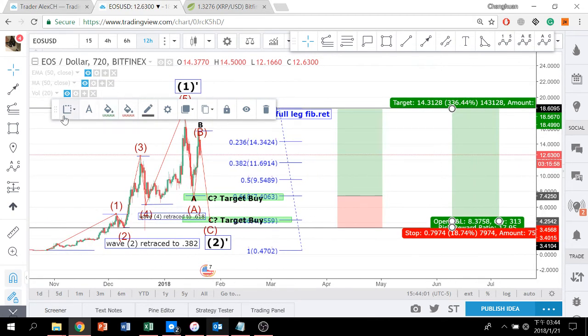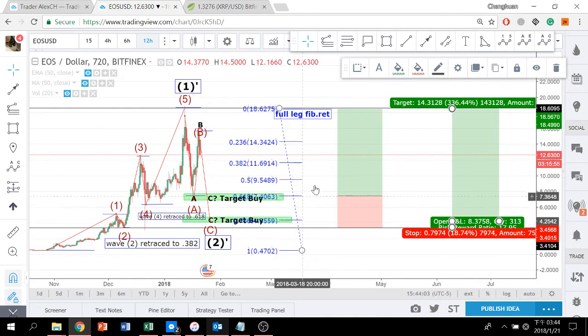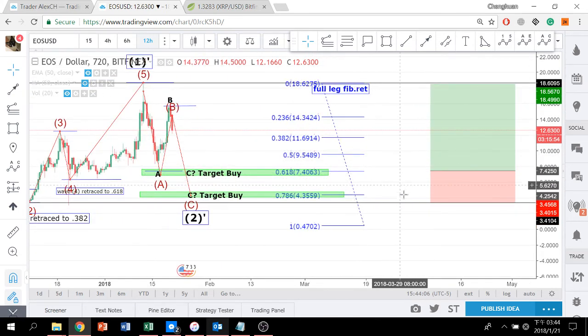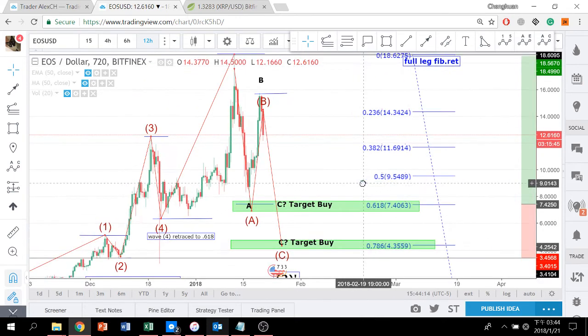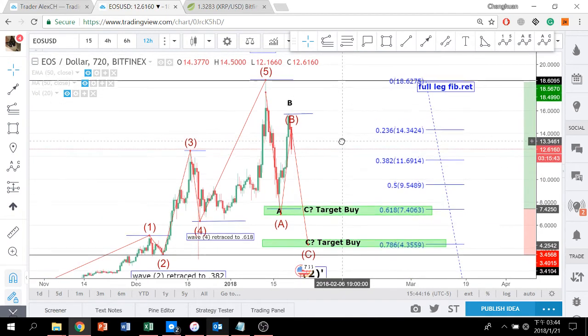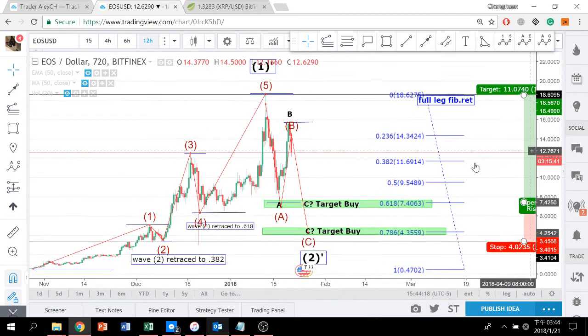So yeah, I hope you guys lay your orders at these levels, of these two green boxes. There's a possibility that this one won't get filled, but if it does, we are going to have some filthy return.